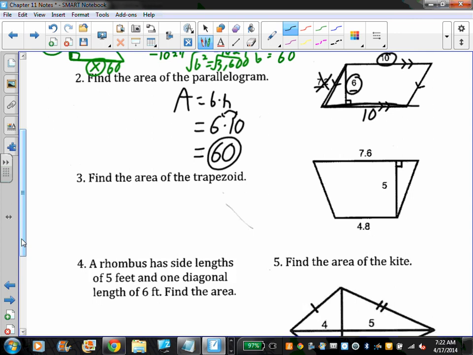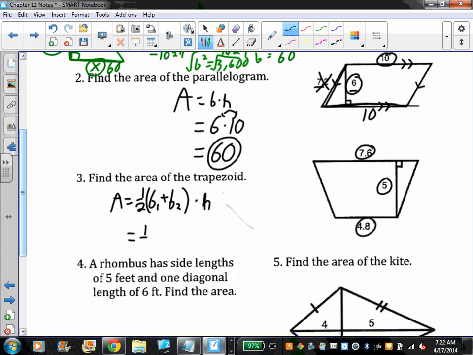Now in this one, number 3, find the area of a trapezoid. This problem is going to be pretty straightforward. Here's our base 1, here's our base 2, here's our height, and we just have to plug them into our formula, which was 1/2 base 1 plus base 2 times height.